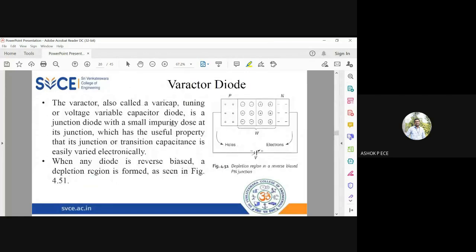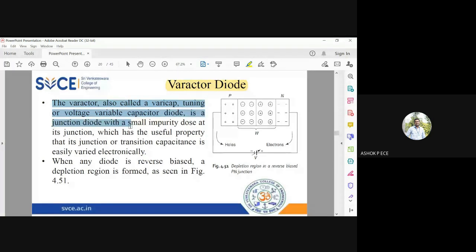So now we are going to see a new type of diode called the Varactor Diode. The name should be very familiar to you. The Varactor Diode is a PN junction diode only, but it is a reverse bias PN junction diode. Varactor means variable capacitor. So when you combine the terms variable capacitor, it becomes Varactor diode. It is also called varicap or a tuning or voltage variable capacitor diode.